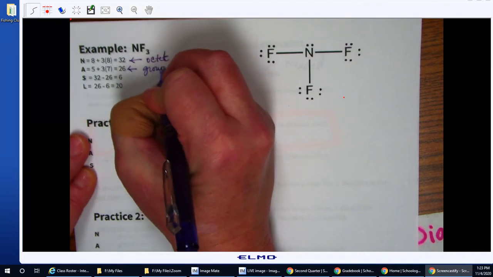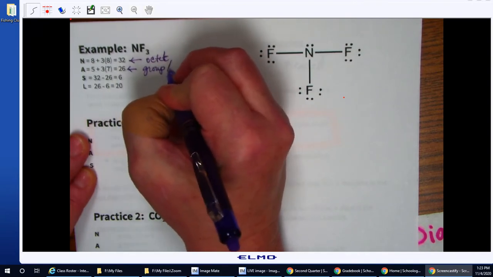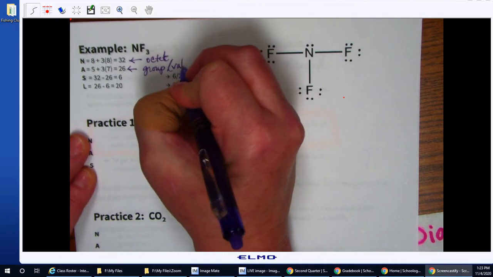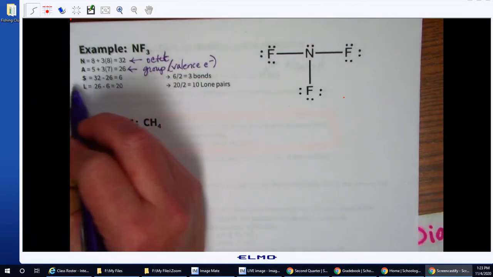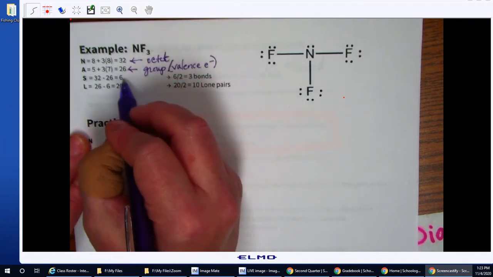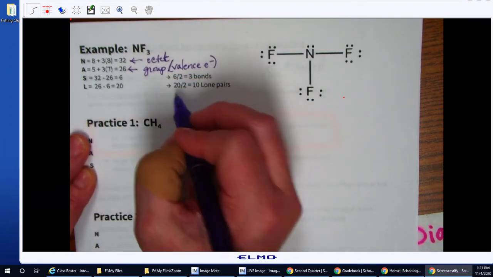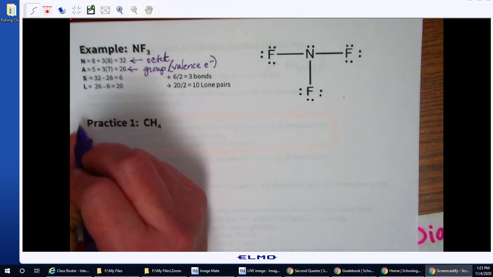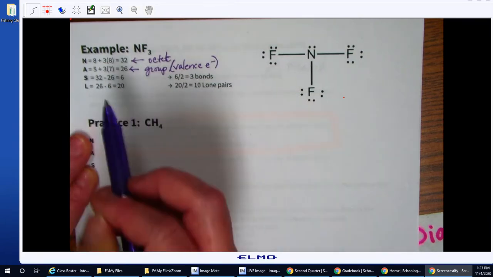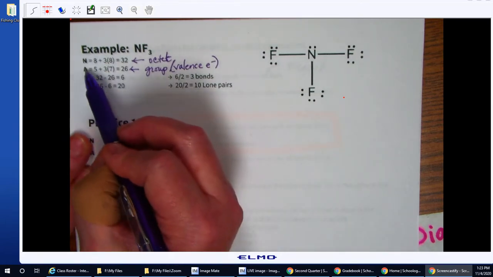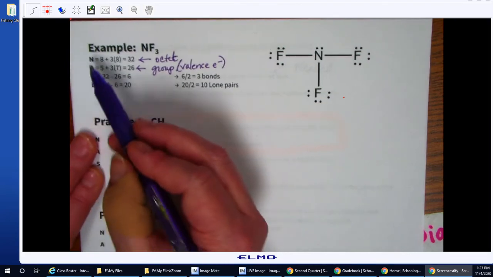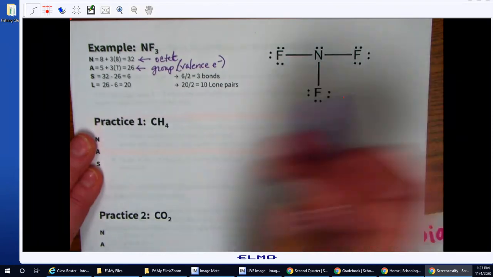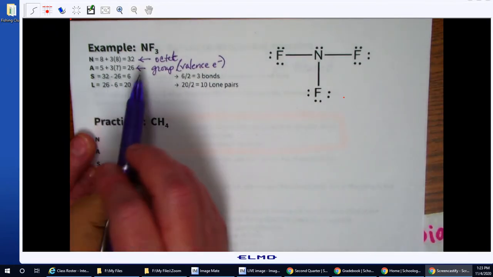The actual represents the group valence. The shared, so these are shared electrons, and this is the number of bonds. Notice I will divide S by 2 and I will divide L by 2. So shared is N minus A, L is A minus S. So NASL. Now, what does this mean?